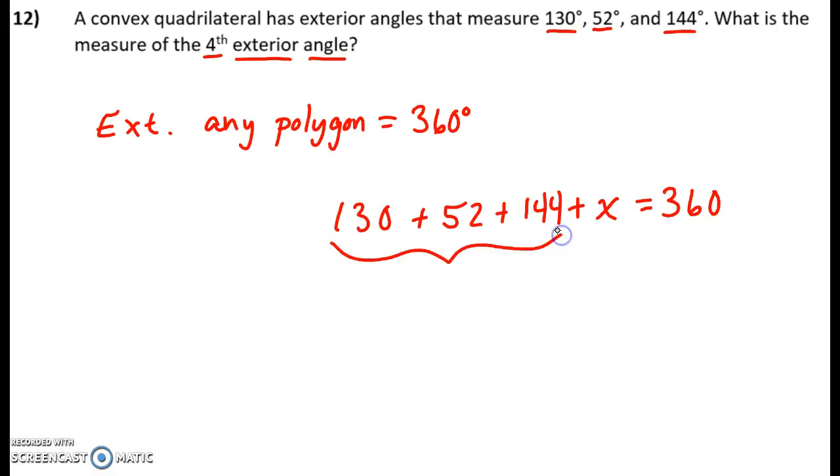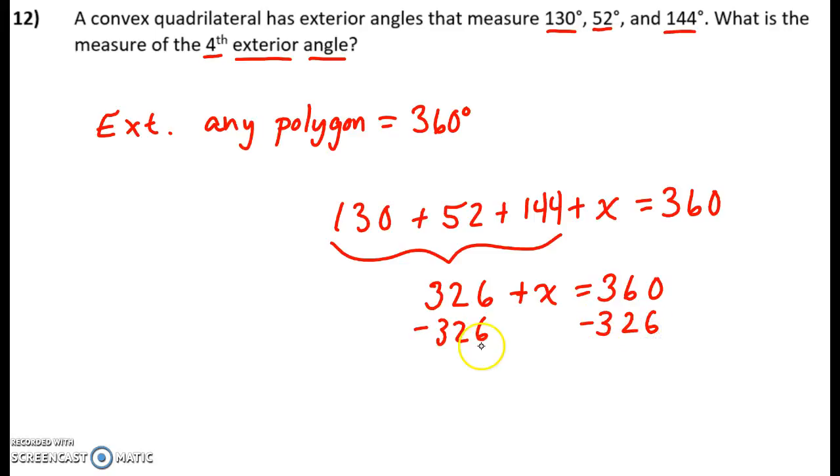So when we combine like terms, 130 plus 52 is a total of 182. 182 plus 144 is a total of 326 degrees. So 326 plus x is equal to 360. And when I subtract 326 from both sides, I find out that x is equal to 34 degrees. So that 4th and final exterior angle is 34 degrees.